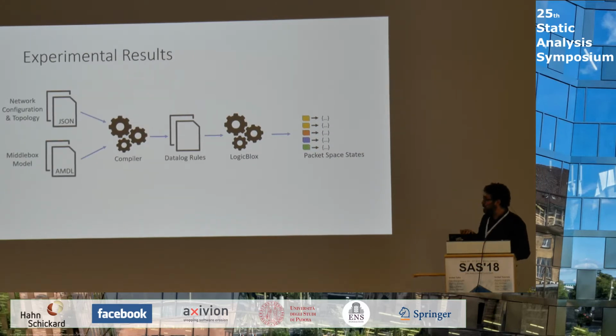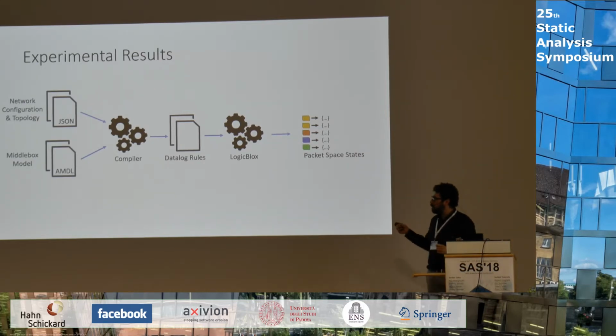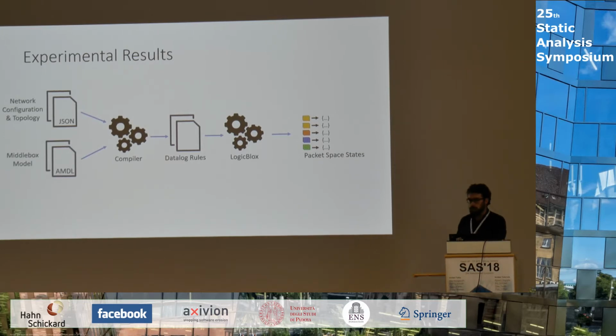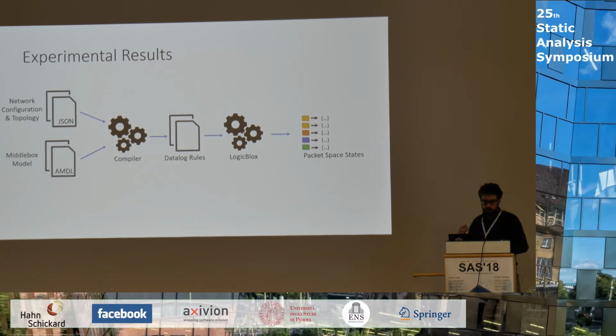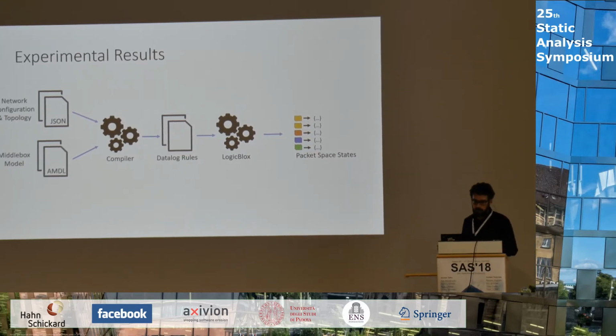And we have some experimental results. So we've implemented this series of abstractions. We have a compiler that takes as input the middle box programs and the network topology and the initial configuration, and it produces a set of Datalog rules that are then fed into a Datalog solver, and the Datalog solver essentially performs the chaotic iterations and produces the least fixed point of the abstract system, and it gives us the final states in the packet space, and then we can check if one of the middle boxes is in an abort state.